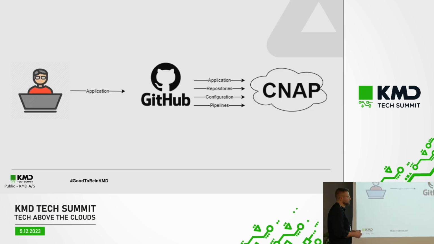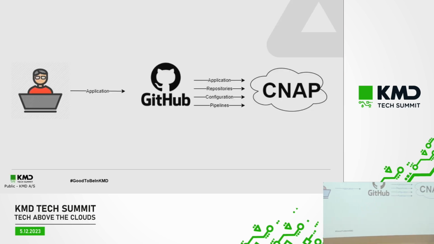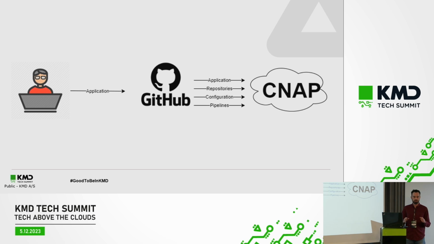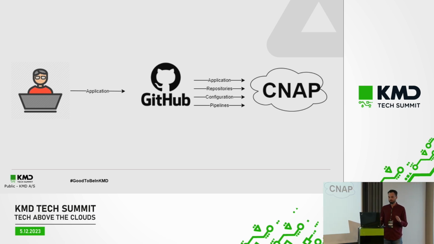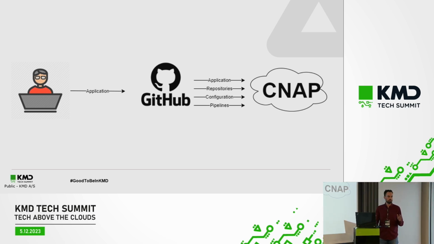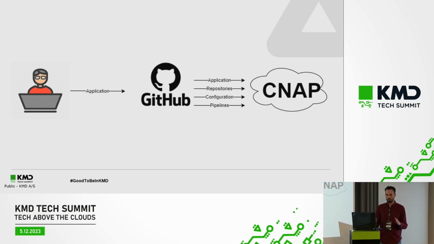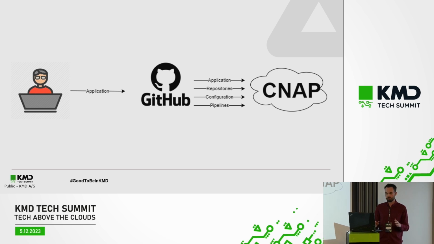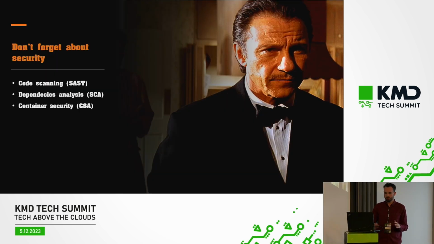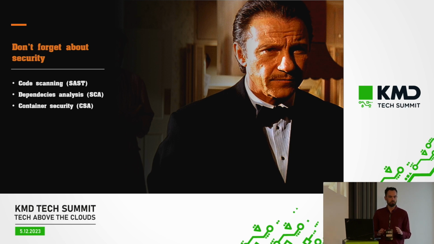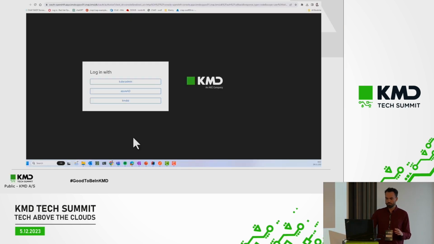And now what? While we have our environment ready, we need to focus on our application. At this moment, a few steps are done manually, such as configuration, pipelines, and repositories. But in the future, everything will be done the GitOps way. So everything will be set automatically by pushing a commit to our GitHub. But don't forget about security. Security is very important nowadays, so that's why we implemented three main layers of security: code scanning, dependency analysis, and container security, which are all available in our pipeline, which I will show you now.